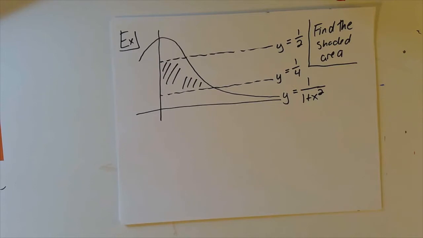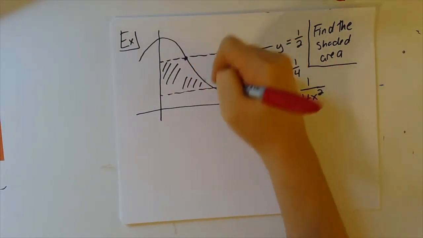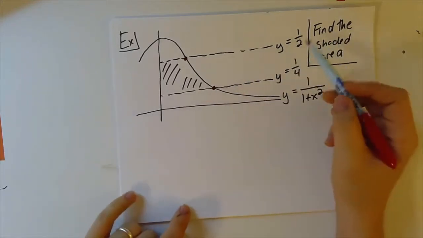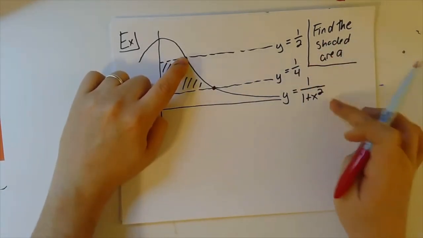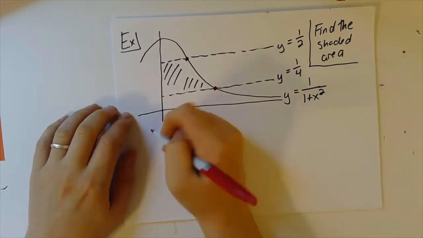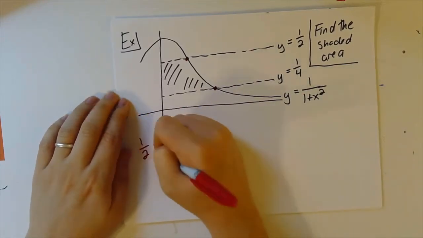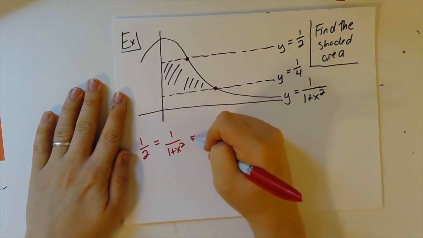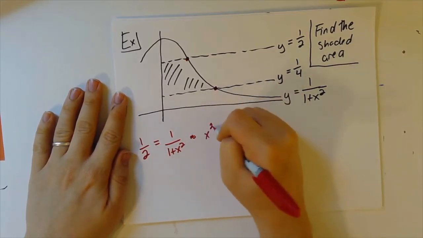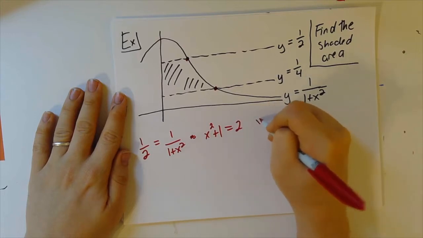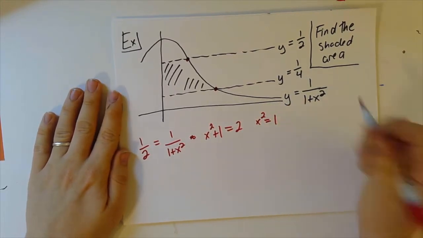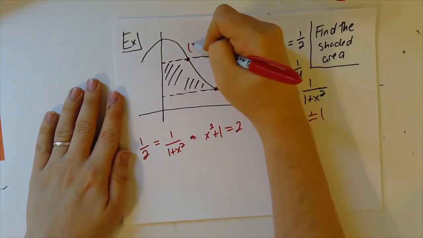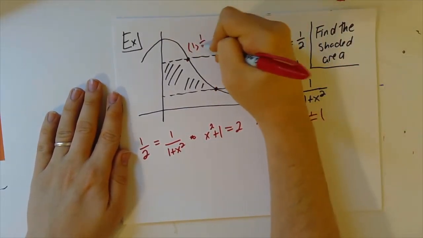Okay. So you can find the intersections by setting the equations equal. So this is the intersection of 1/2 and 1 over 1 plus x squared. So I'll do that. Okay, so cross multiplying, that says that x squared plus 1 is 2, so x squared is 1. So x is plus or minus 1. This is certainly the x that's at plus 1. So this is the point (1, 1/2).